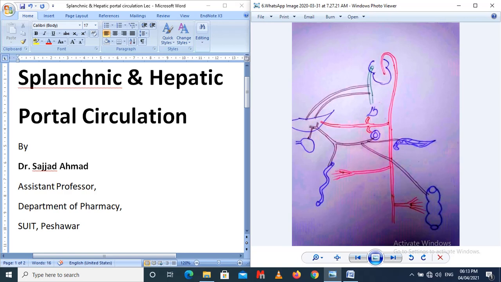First of all, the splanchnic circulation. The circulation of blood from the heart to the visceral organ, from the visceral organ to the liver, from the liver back to the heart. That is what we call the splanchnic circulation. And now the hepatic portal circulation is the circulation of blood from the heart to the visceral organ, excluding the liver, from the visceral organ to the liver, and from the liver back to the heart. That is what we call the hepatic portal circulation. Now we are going to show you in detail.